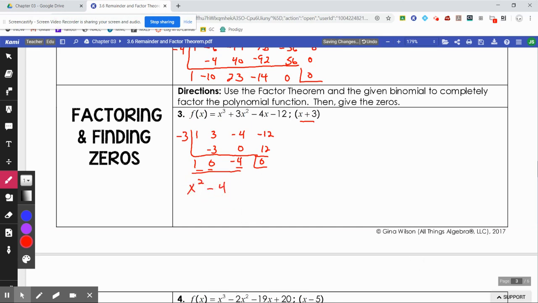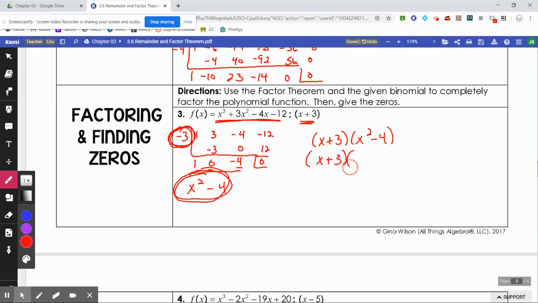So we've just broken that down: when we divided it, we got x squared minus 4, so we now have x plus 3 times x squared minus 4. And I can't stress that enough, that once you divide by this and you get this, then you have broken this into x plus 3 times x squared minus 4. That will factor a little bit further, bring down x plus 3.